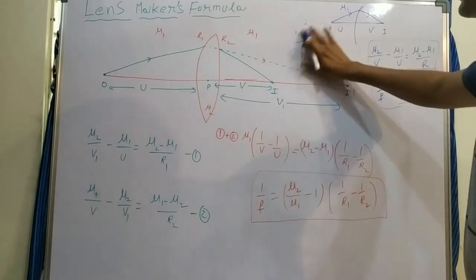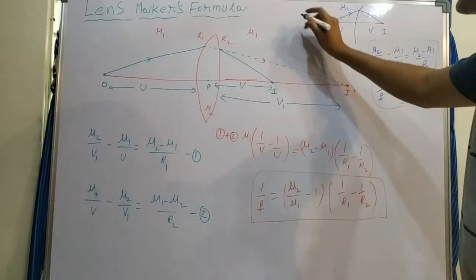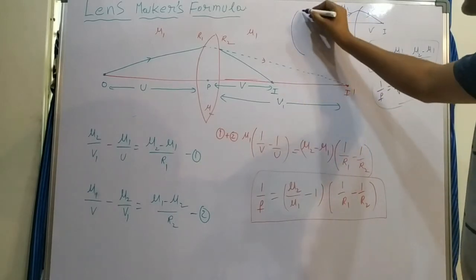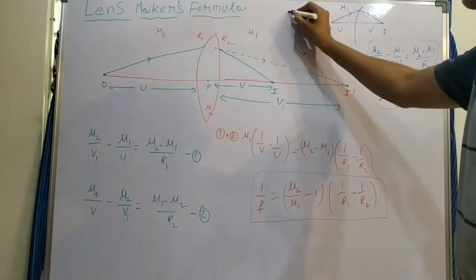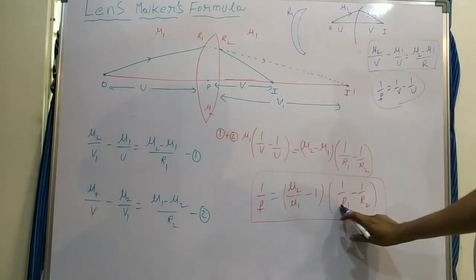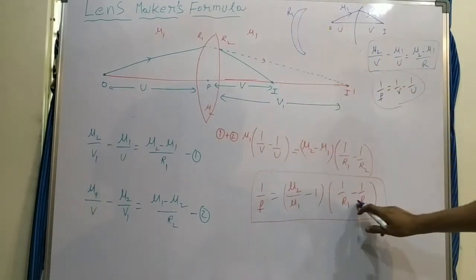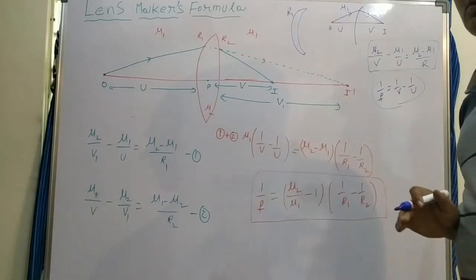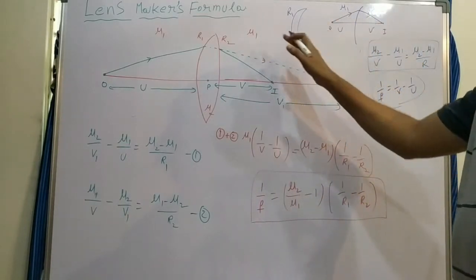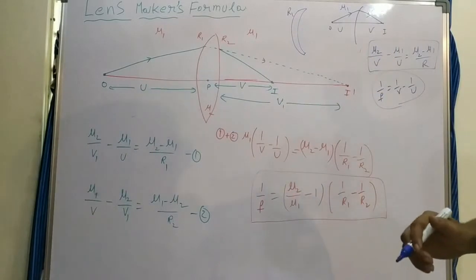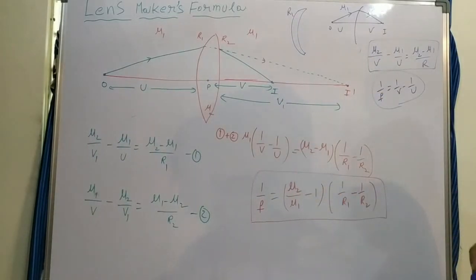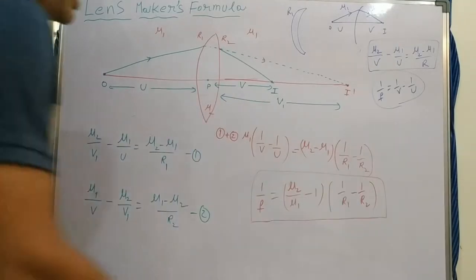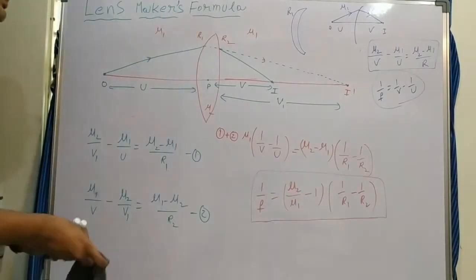Suppose sometimes you can take a convex surface on one side and a concave surface on this side. In this case, what happened? For the first refracting surface r1 is positive and r2 is negative, because this side is concave. From outside you have to check: convex on this side and concave on that side. That's why plus, and this you can take as minus. Suppose you can take this formula here.